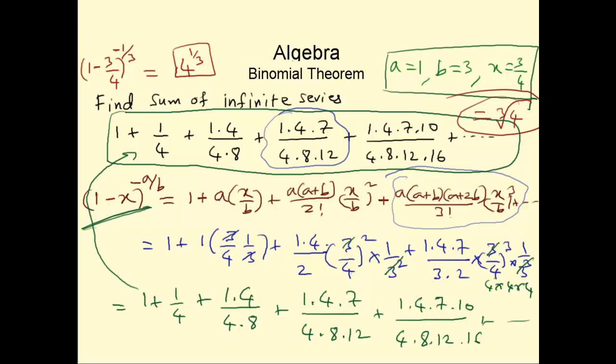So whenever you have this kind of series, the first thing is to find what a is and what b is, right? And then find x by using the second term, and then go from there. It will be much easier for you.